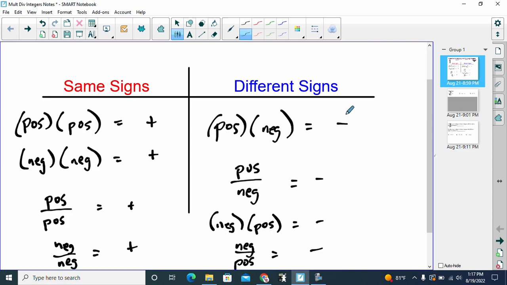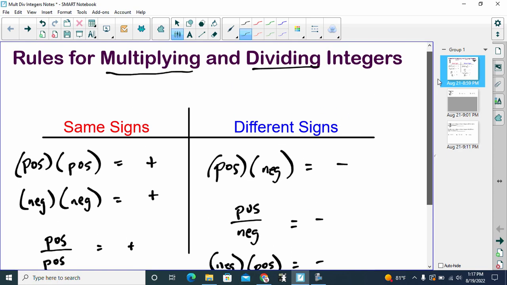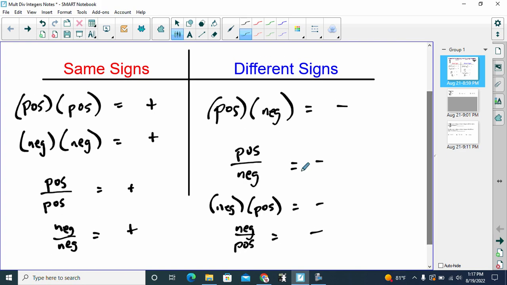Remember when we were adding and subtracting and we had different signs and we said the sign of the answer was the same as the sign of the bigger number? That's not true for multiplying and dividing. Sorry. It was true when we were adding and subtracting. But when I multiply and divide, if I have one positive and one negative, I should get a negative answer, whether multiplying or dividing.